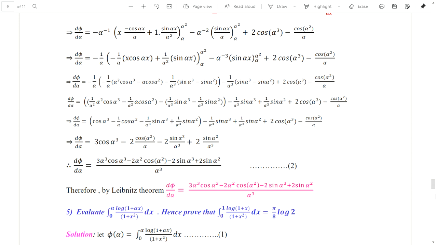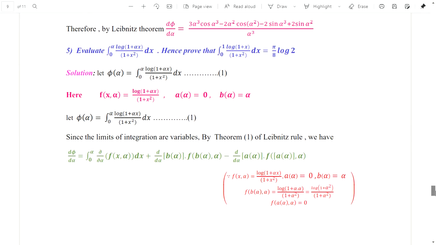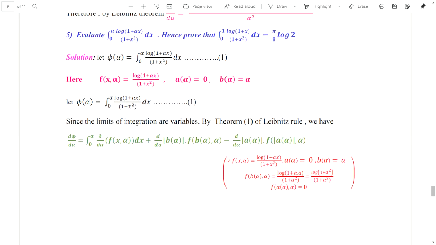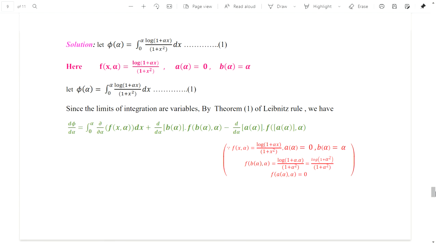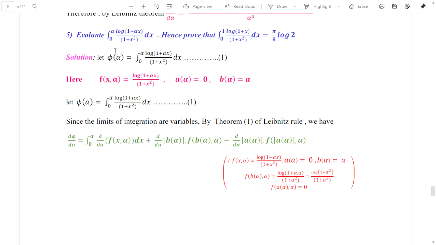Now, let us see the next problem, which is very important from the examination point of view. The next problem is: evaluate the integral from 0 to alpha of log of (1 plus alpha x) by (1 plus x squared) dx. Hence prove that the integral from 0 to 1 of log of (1 plus x) by (1 plus x squared) dx is equal to pi by 8 into log 2.